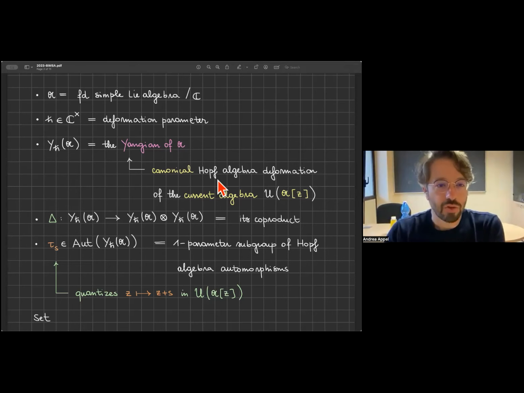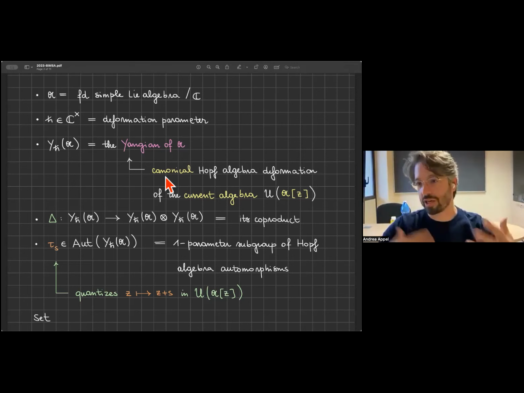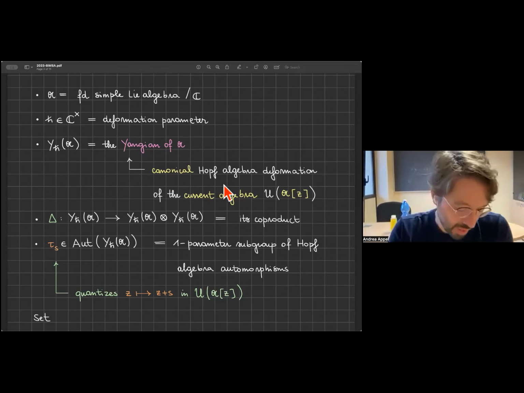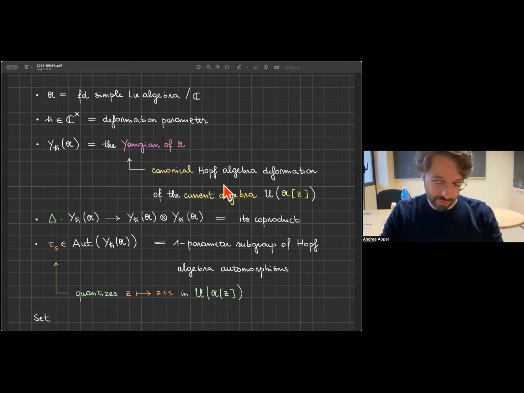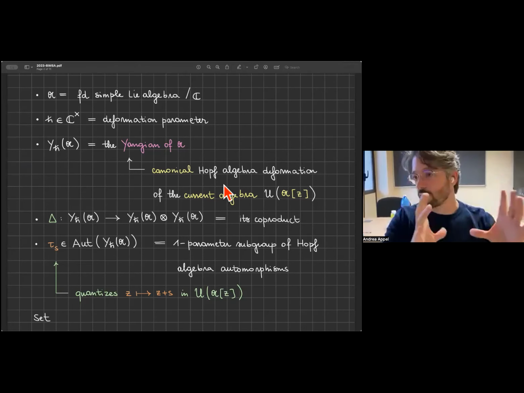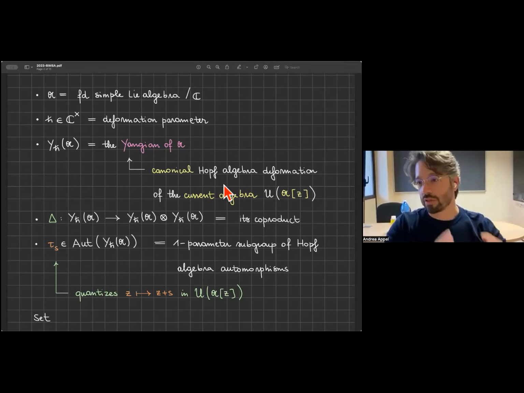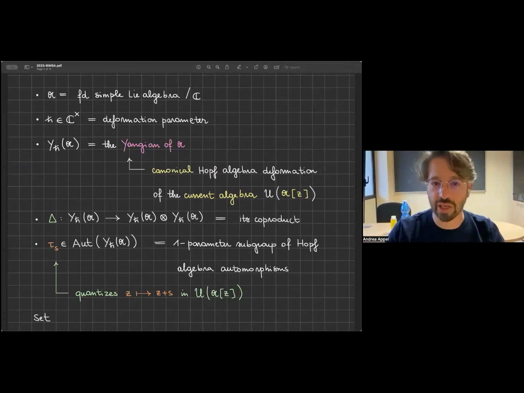The Yangian, for the moment, is a black box. I won't go into the details of the presentation of the Yangian and the relation of the Yangian with all its various flavors. I will use it mostly as a black box. It is an object whose role in life is to canonically quantize the enveloping algebra of the current algebra.